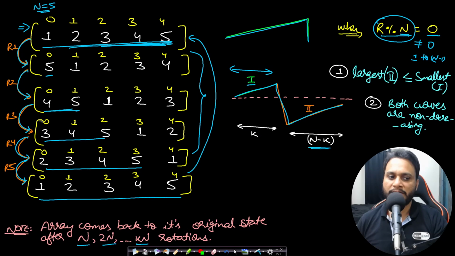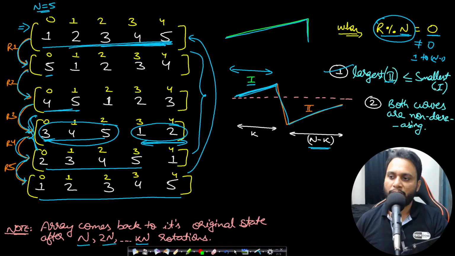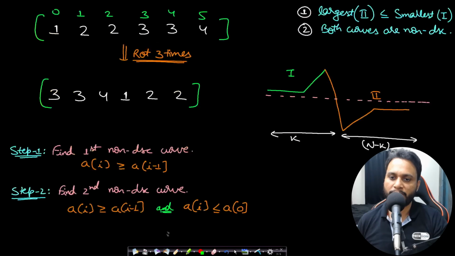If you consider this region number 1, let's look at this state. If you consider the region number 1, then 3, 4, 5 is forming region number 1. In this region number 1, they are increasing, right? And 1, 2 forms region number 2. Now if you look at all the items in this region number 2, they are less than or equal to even the smallest item in region number 1, and that will always be true if it is a rotated sorted array. Okay, so the largest in region 2 will always be less than or equal to the smallest in region 1, and both the curves are non-decreasing. Non-decreasing means items can also be equal.